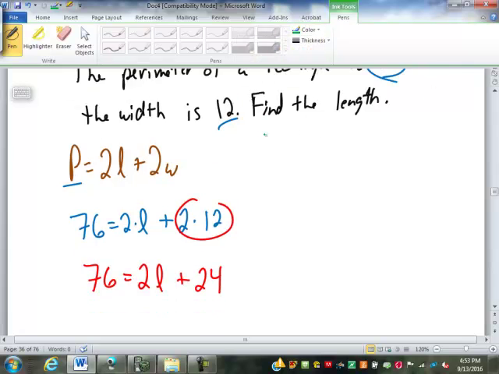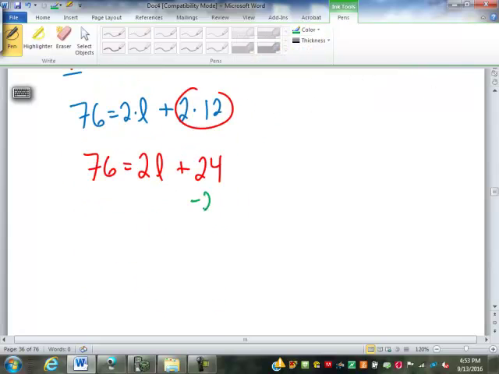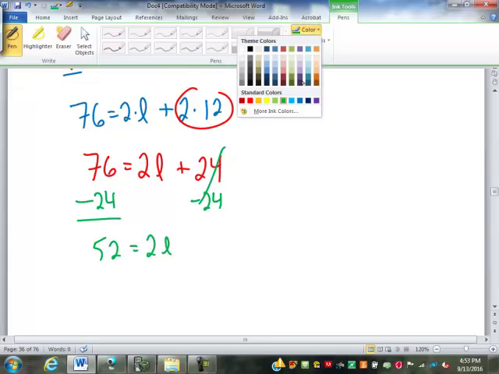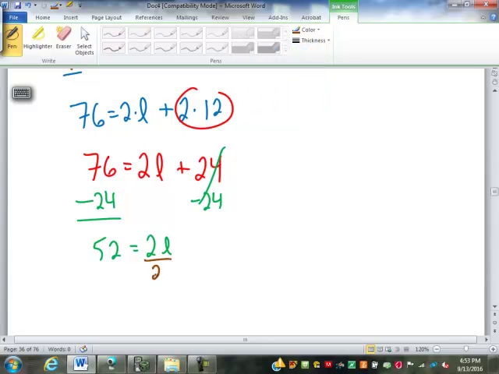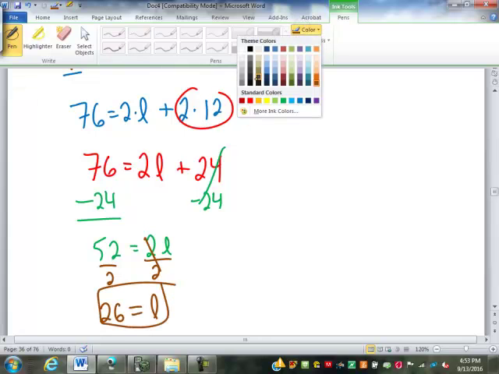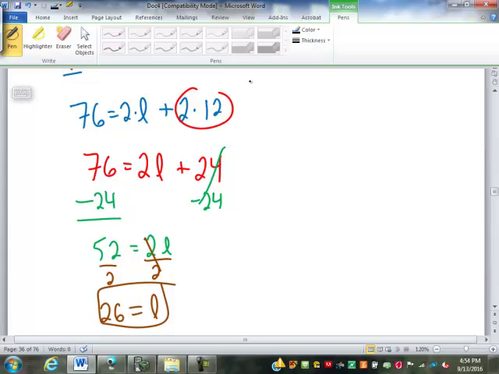Then what? Subtract 24. Good. 76 minus 24 is 52. Equals 2L. And then divide by 2. L is 26, or 26 equals L. What do you think? Not so bad?